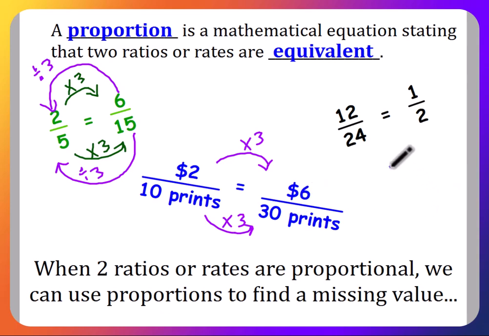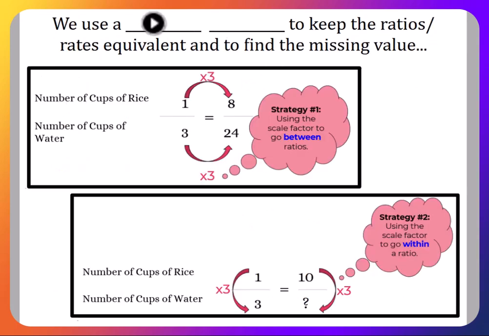So when two ratios or rates are proportional or equivalent, we can use these proportions to find missing values, and that's what we're going to be doing for this lesson. We're going to use a scale factor to keep the ratios or rates equivalent and to find missing values. And there's a couple of different ways to do this.